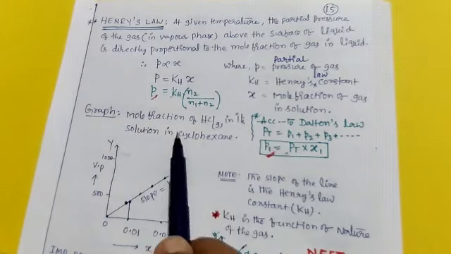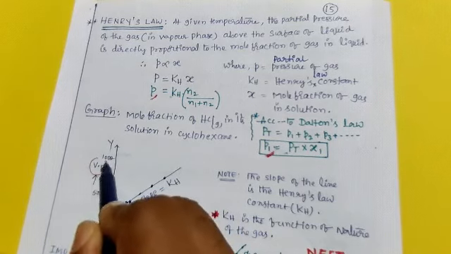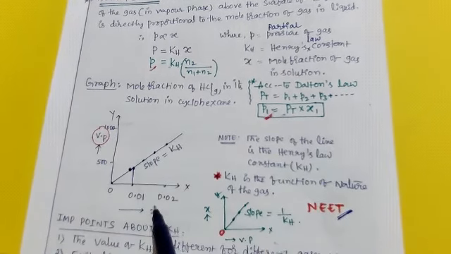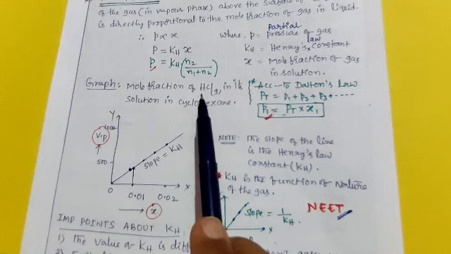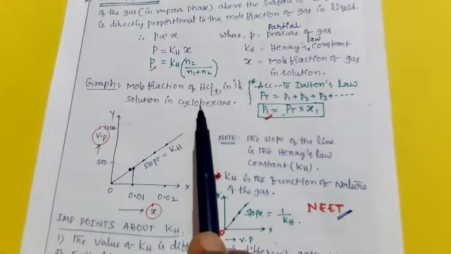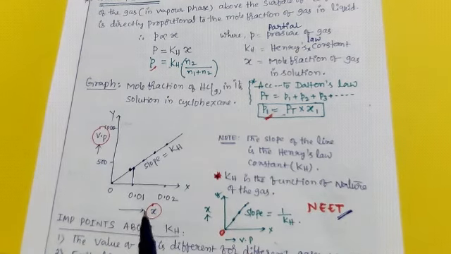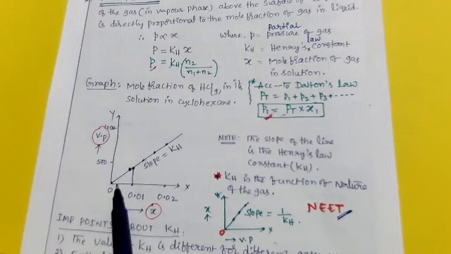Now, a graph is plotted between the vapor pressure of that particular gas above the liquid surface and its mole fraction, with mole fraction along the x-axis and vapor pressure along the y-axis. One best example is the mole fraction of HCl gas in its solution in cyclohexane. On increasing its mole fraction, that is, the solubility of the gas, its vapor pressure also increases.